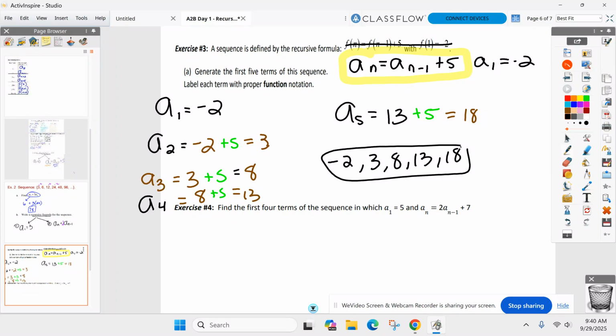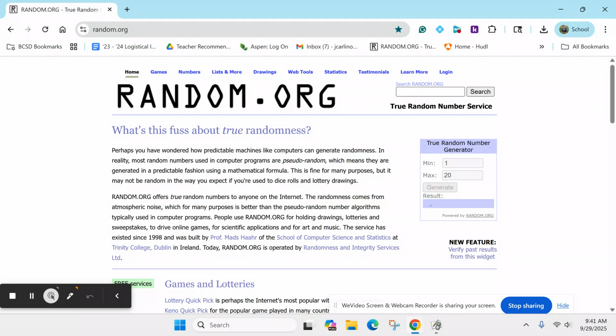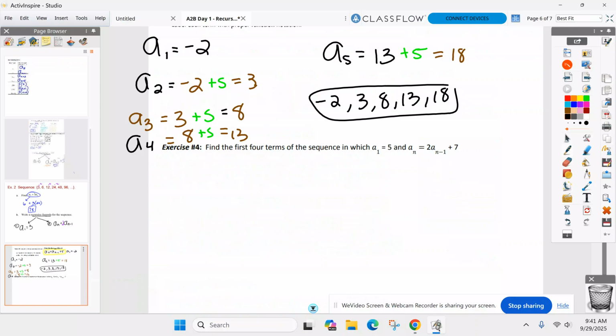Questions? You know my theory. One doesn't make you great. Let's try another one before I knock your socks off. Give me the first four of this sequence, if you know this recursive formula. All right, what's the first term? Let's start easy. What's the first term up here, Sophie? 5, yep, no problem.